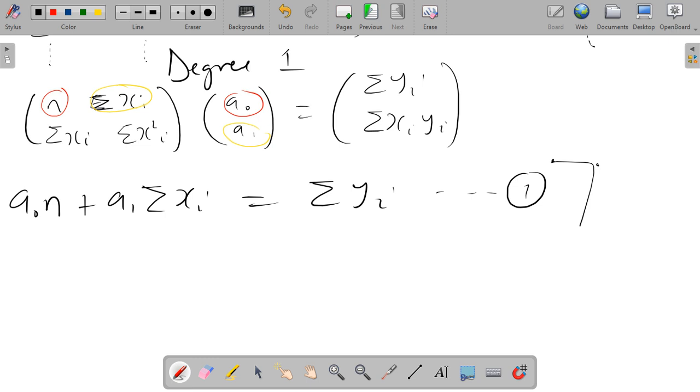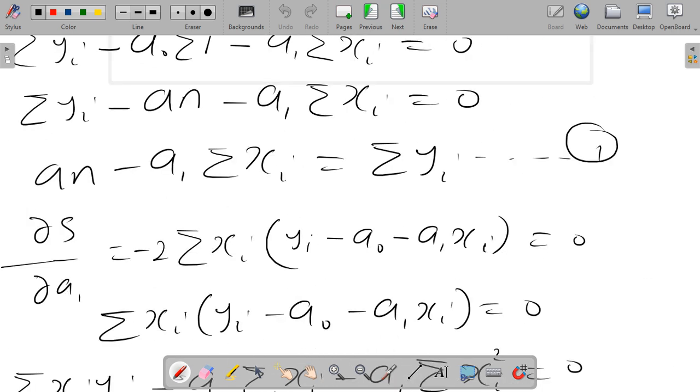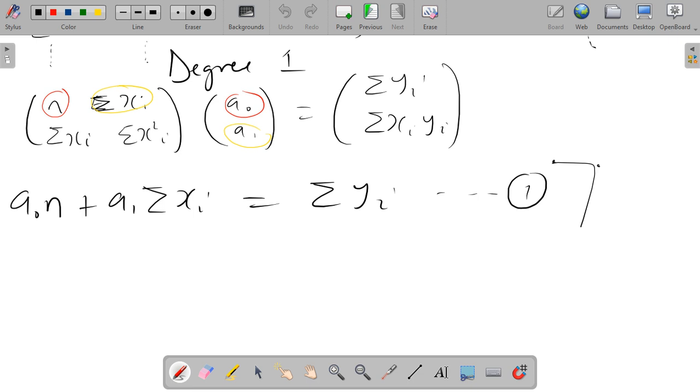Let me look for it. Equation 1 for first degree. See our equation 1 for first degree, see, it's the same thing. So look at this: a0 n plus a1 summation xi is equal to summation yi. Let's check if it's the same. You see, a0 n plus a1 summation xi is equal to this.